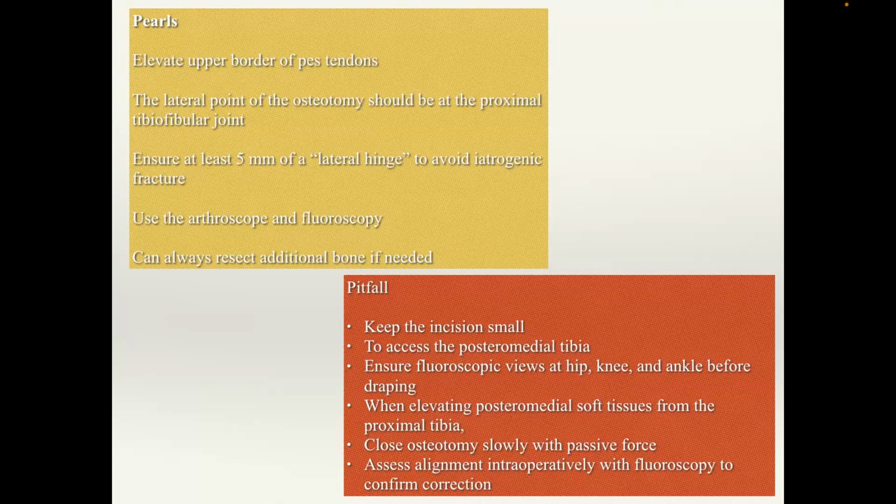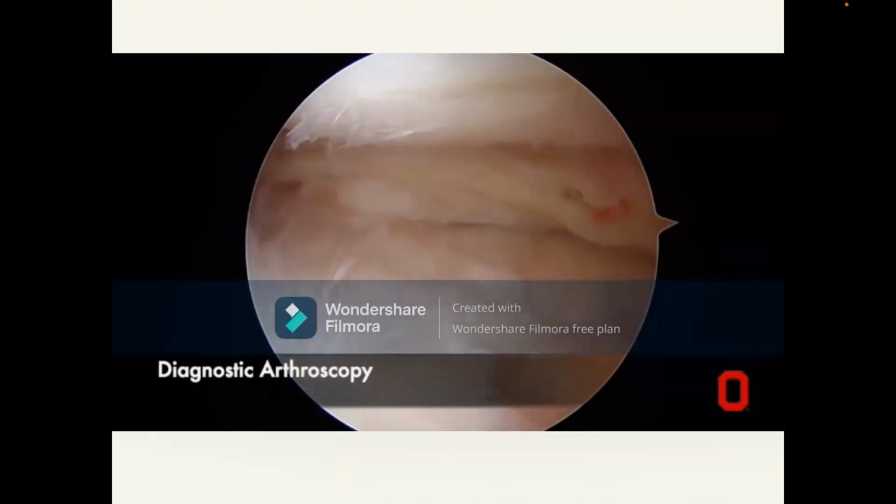When elevating the posteromedial soft tissue from the proximal tibia, you should be careful as the medial genicular artery may get injured, and assess intraoperatively with fluoroscopy while correcting or closing the osteotomy. Close the osteotomy very slowly in order to prevent iatrogenic fracture of the hinge.